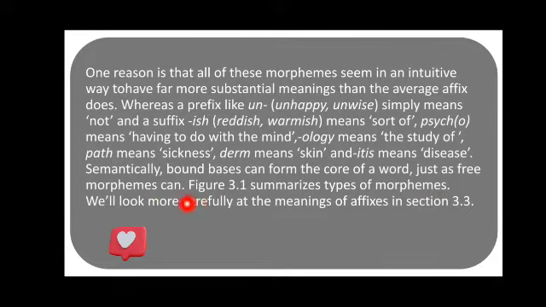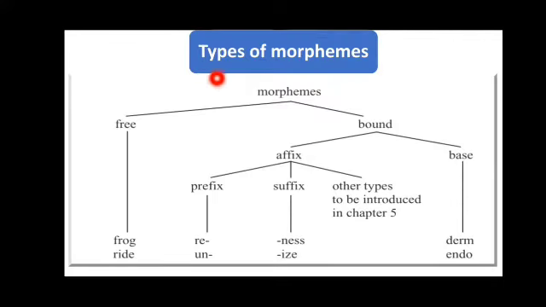Okay, so figure 3.1 summarizes types of morpheme. We will look more carefully at the meaning of affixes in section 3.3 in the next lecture. But right now we will discuss this diagram where we have kinds of morphemes. Here you can see types of morpheme. So a morpheme can be free and a morpheme can be bound. Examples of free morphemes, we have frog and we have ride. And then a bound morpheme can be a prefix or it can be a suffix.